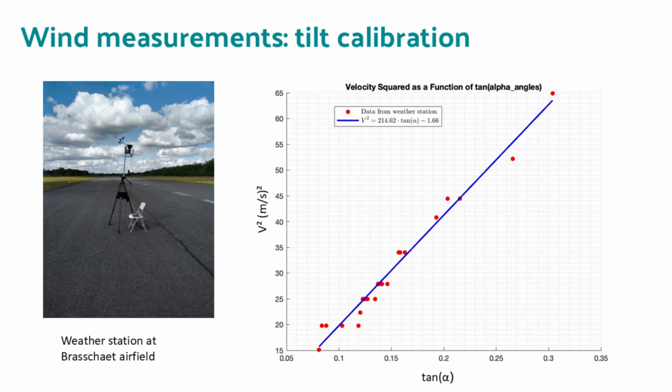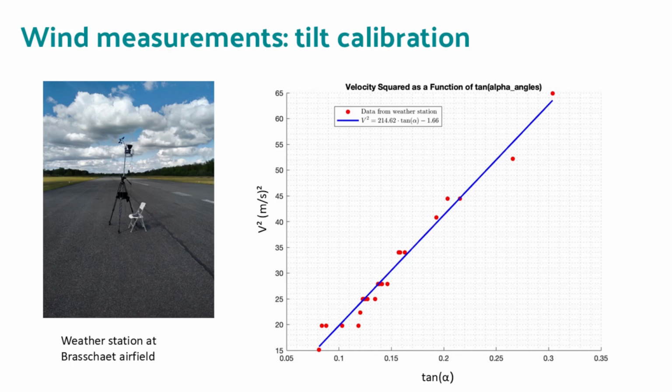Wind was measured using the drone itself. So when hovering in place, the drone needs to tilt to counteract the wind forces, and the amount and direction of this tilt can be used to estimate the wind speed and direction.